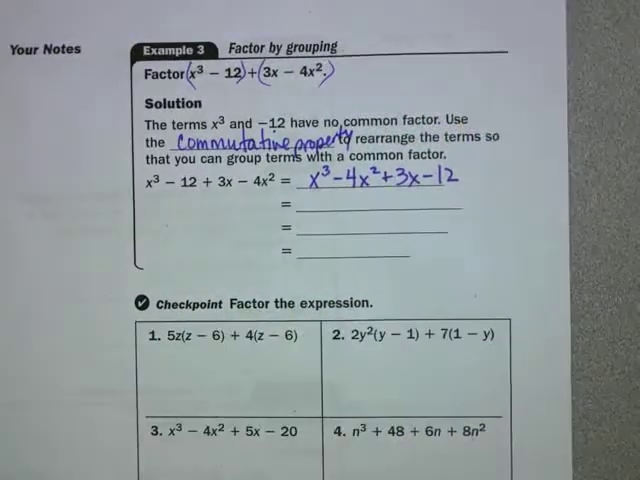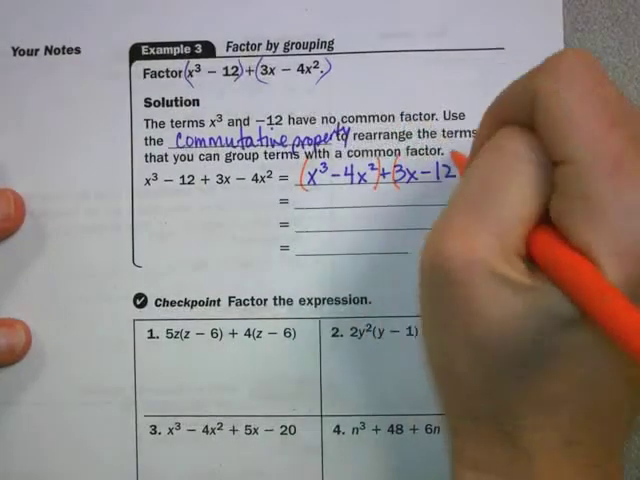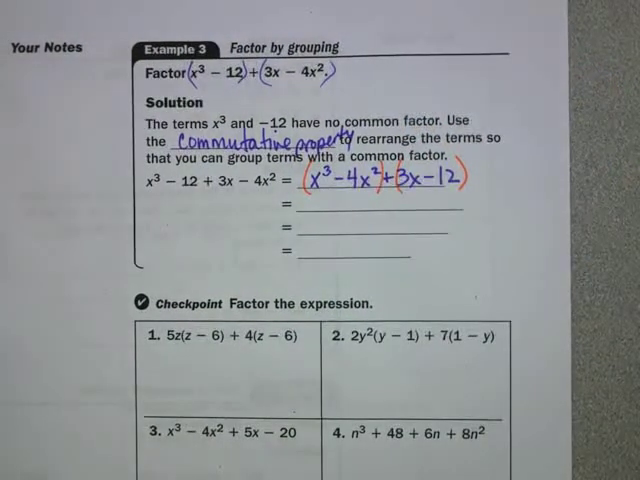Okay, so now I have them in descending order. Now I'm going to group them. They left me a line to rewrite that. I'm too lazy to do that. I'm just going to group them like that, and I'm going to factor out the common term right now.